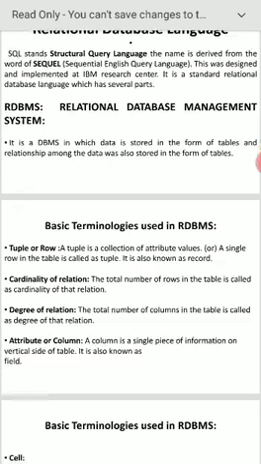Cardinality of a relation means what? The total number of rows present in the particular table. That is called cardinality. I already gave one example, 1, A, 5,000 and 2, B, 10,000. Here the cardinality is 2, because there are only 2 tuples, 2 records. The total number of rows present in the table is called the cardinality of that relation.